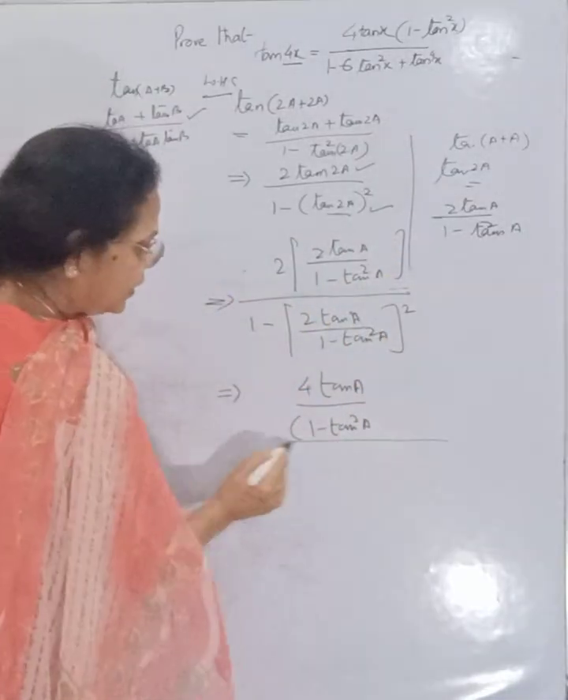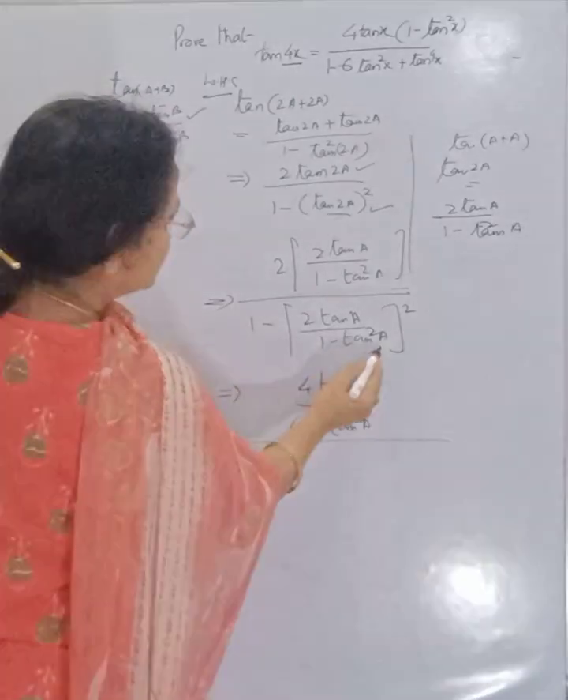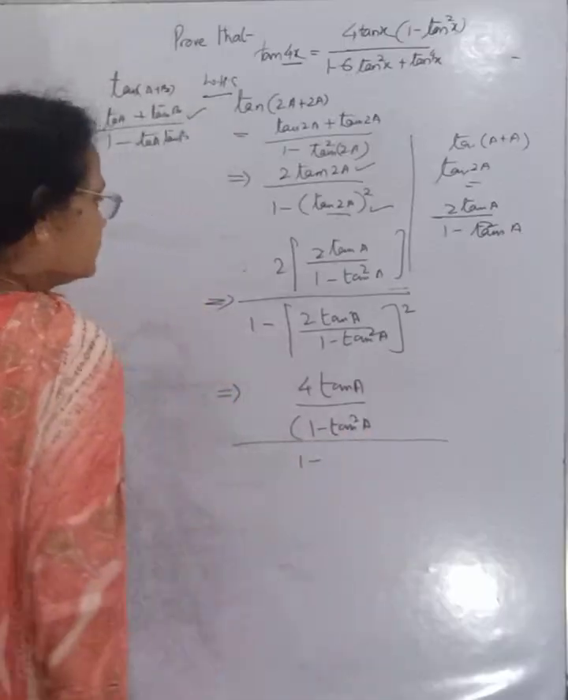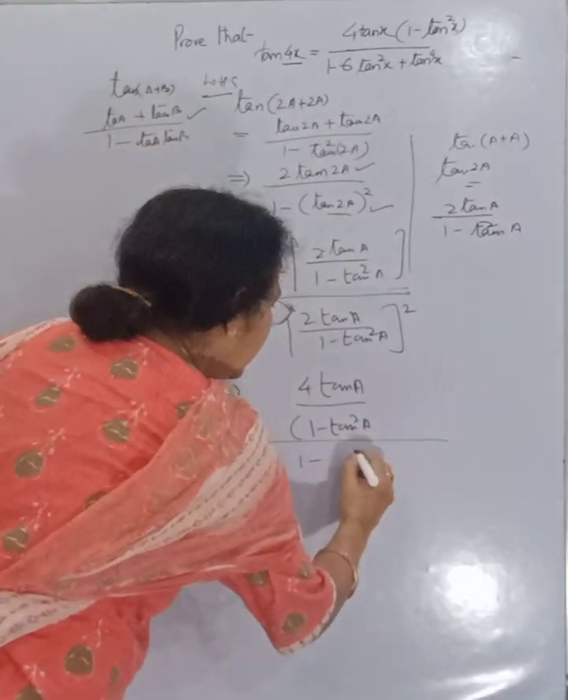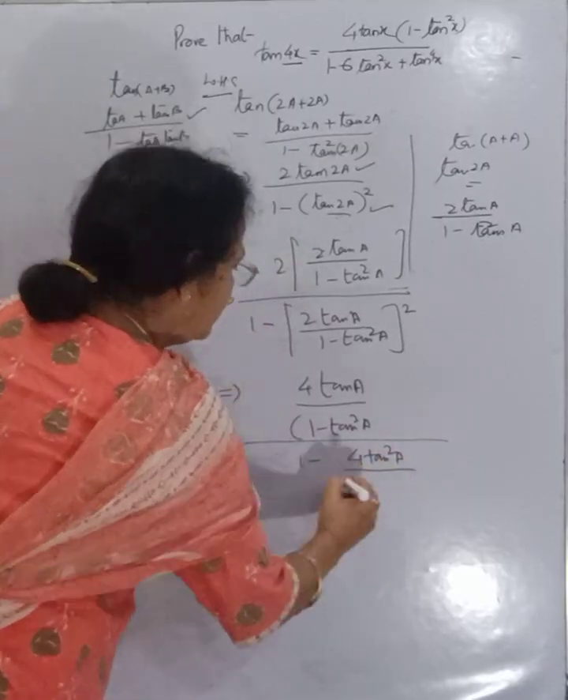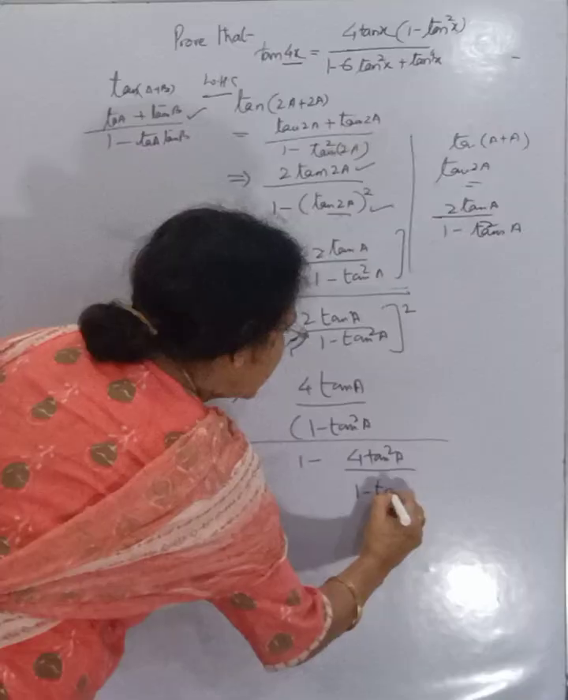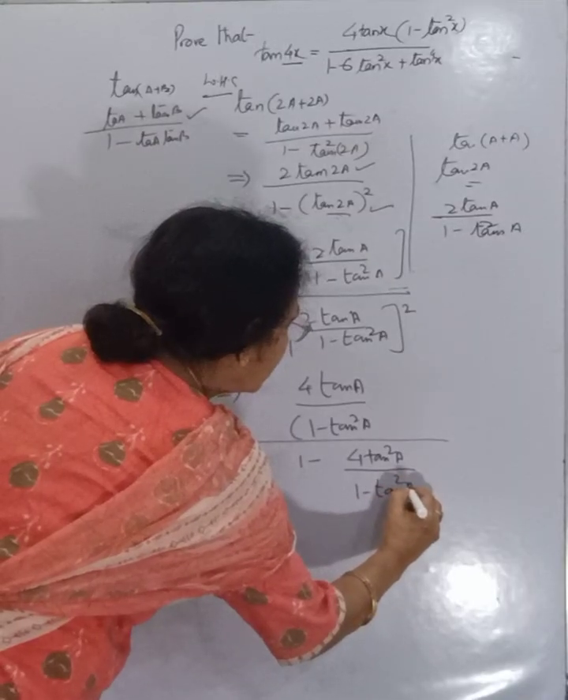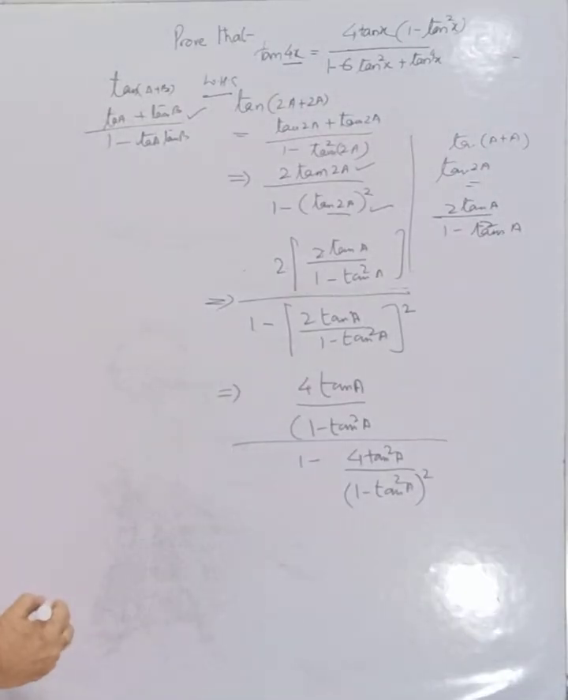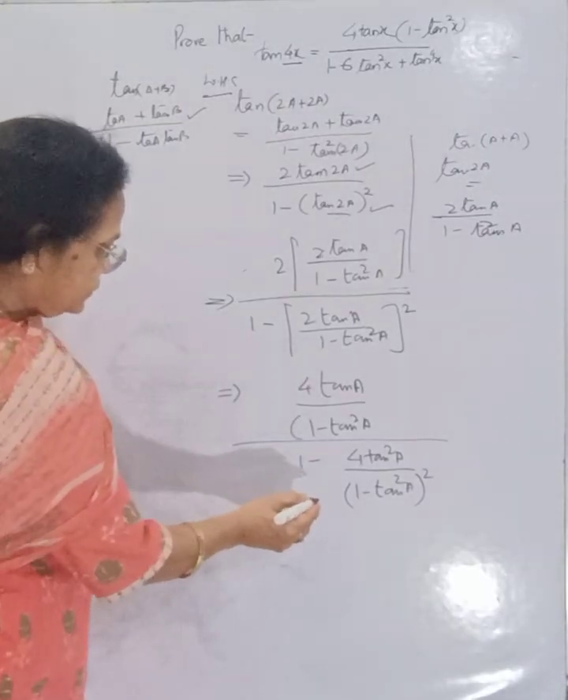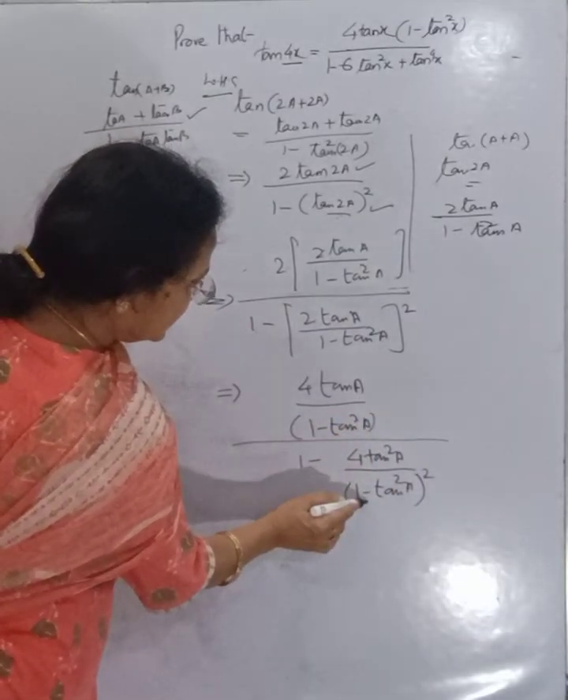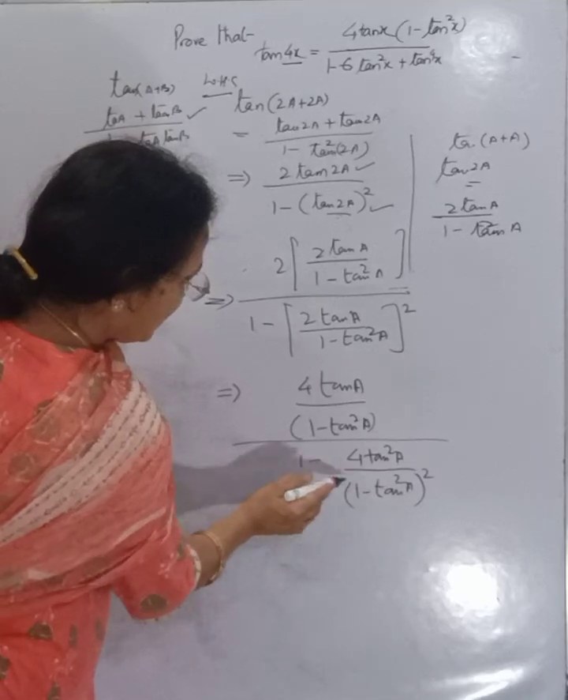Now over this is a whole square, which means it can be written as 1 minus 4 tan square a upon 1 minus tan square a whole square. Clear? Now this is single power, this is square power.